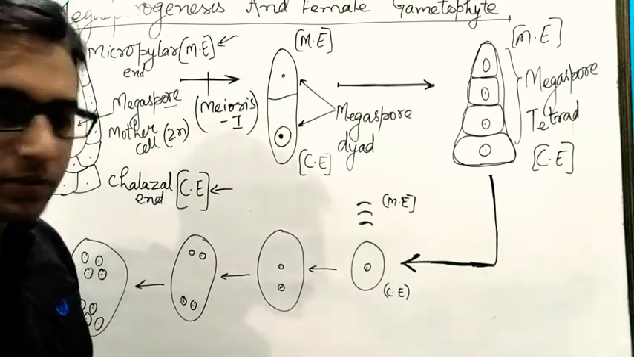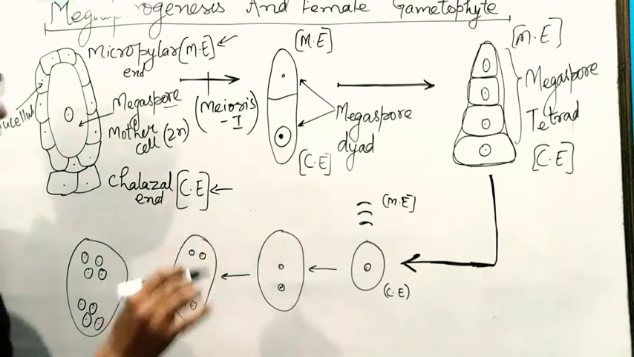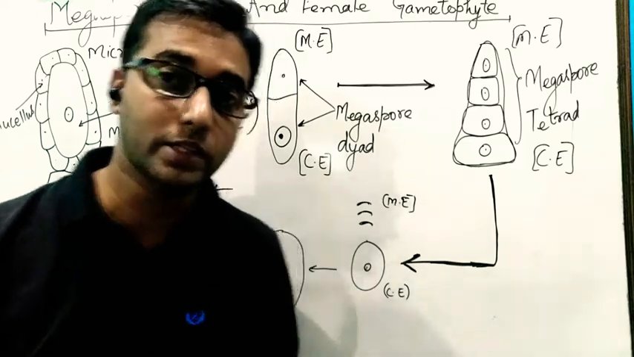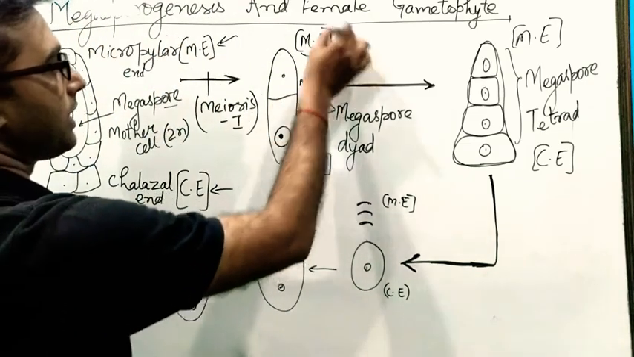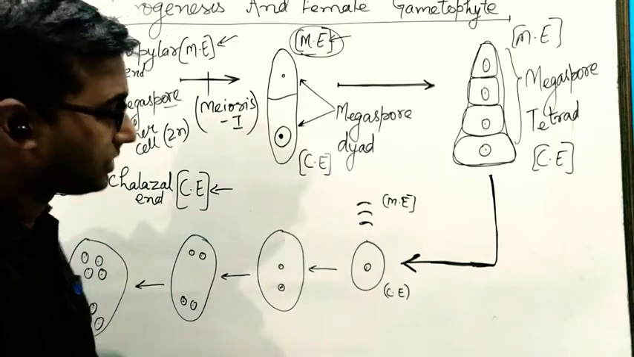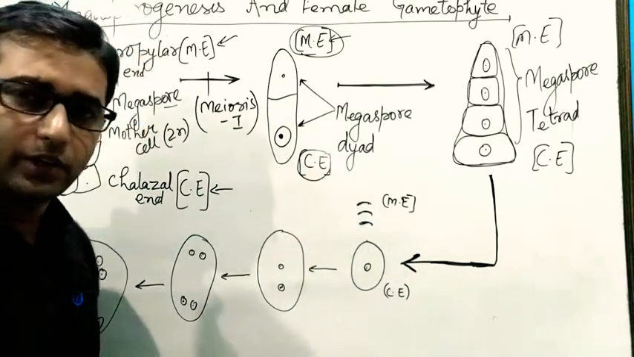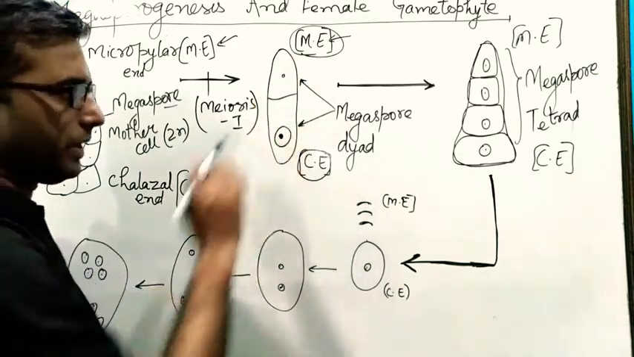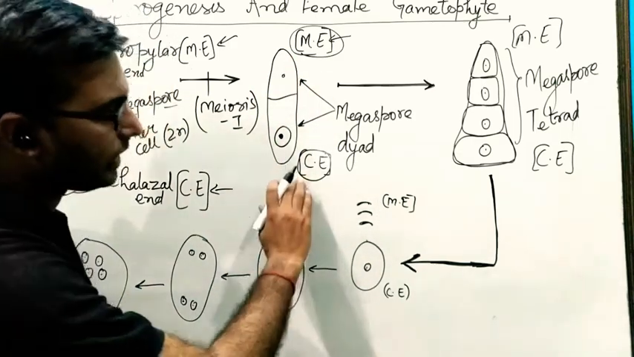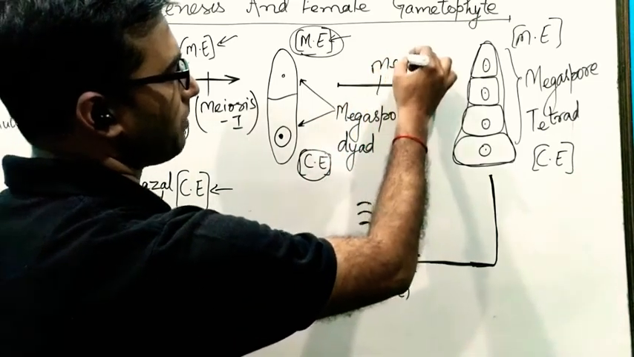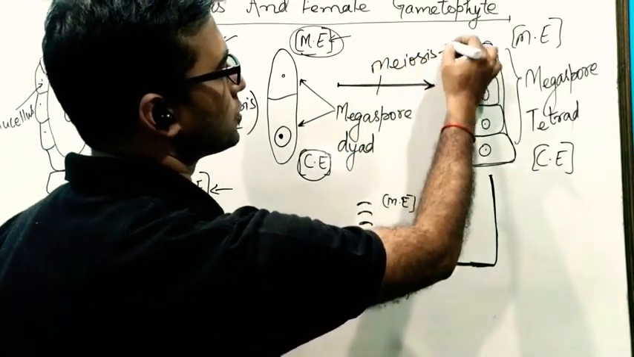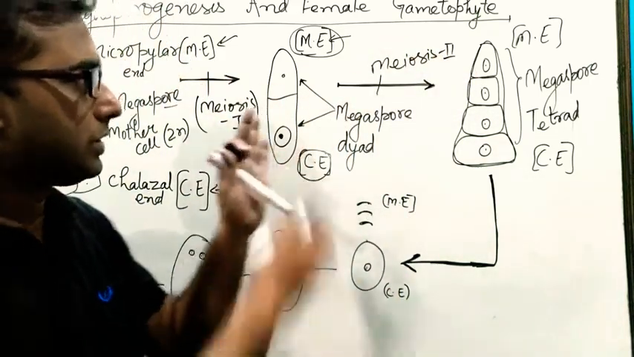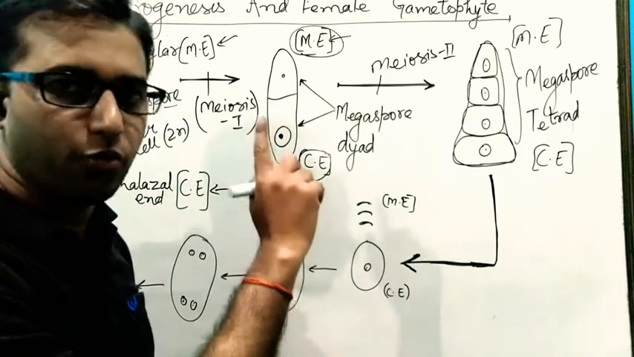You must remember this. This is the development of the female gametophyte in polygonum, that is the polygonum type of development, which is given in NCERT. So the micropylar end is represented here by Me, and the chalazal end is represented as Ce. After meiosis 1, a megaspore dyad is formed. Again meiosis is going to be completed, so meiosis 2. So meiosis is complete in 2 steps, meiosis 1 and 2.